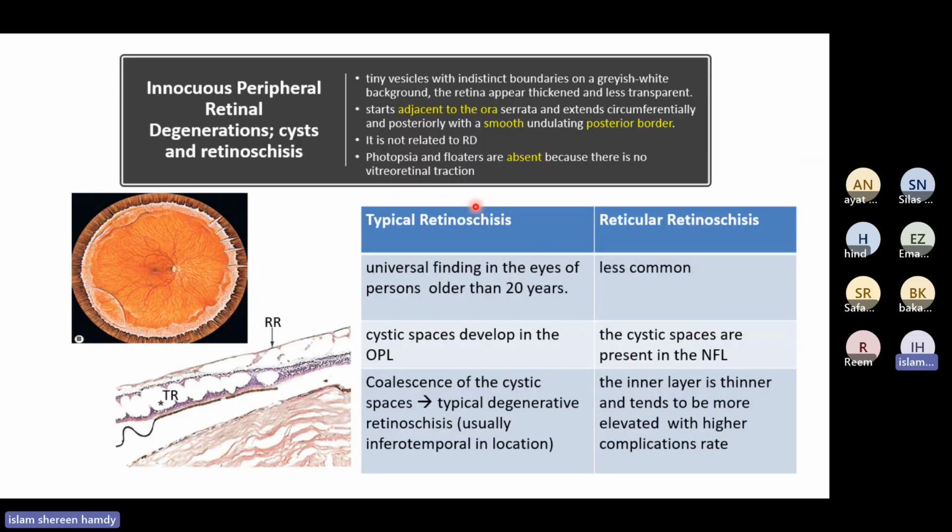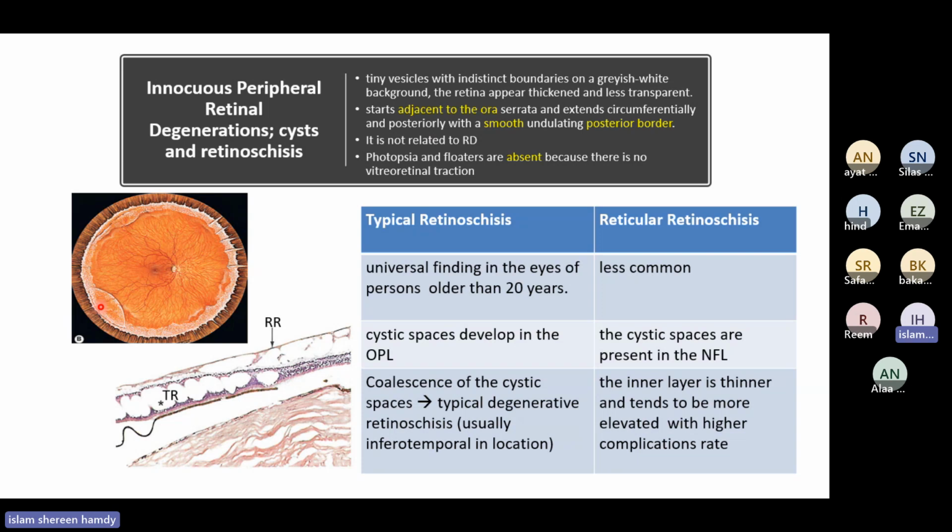One of the important things you will need to know is that there is something called retinoschisis. Retinoschisis is a disease that may occur in some patients, and it is differentiated from retinal detachment. Sometimes we find a patient with bilateral splitting of the retina that looks like a retinal detachment, but it's not a true retinal detachment. It's just splitting of the retinal layers. There is no retinal traction here, and this is why there is no photopsia, no flashes, and no floaters. It usually starts in the peripheral retina and then extends centrally.